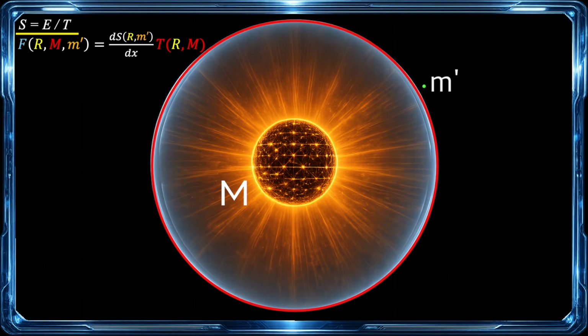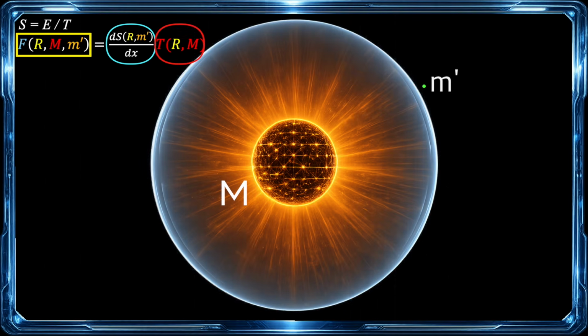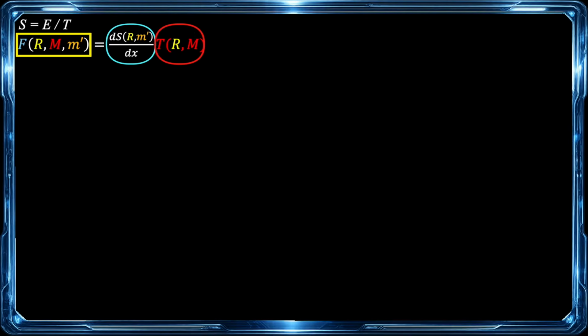Consequently, the apparent resulting force can be expressed as the product of 2 factors. The first one represents the increase in entropy due to M' coming from dx, while the second factor is the heat bath temperature due to M. This equation is often used to define what is called an entropic force. Now we can use pretty basic mathematics actually to calculate these 2 factors. So let's do that and see which value we get for the force F.